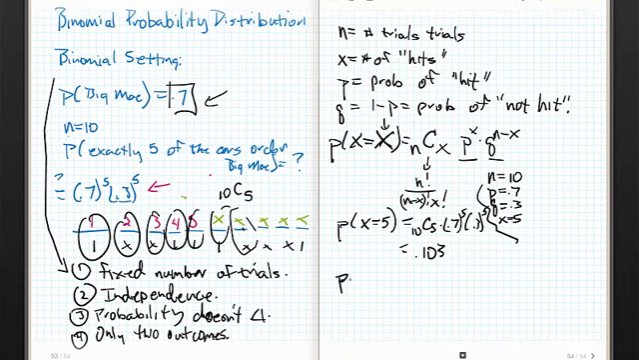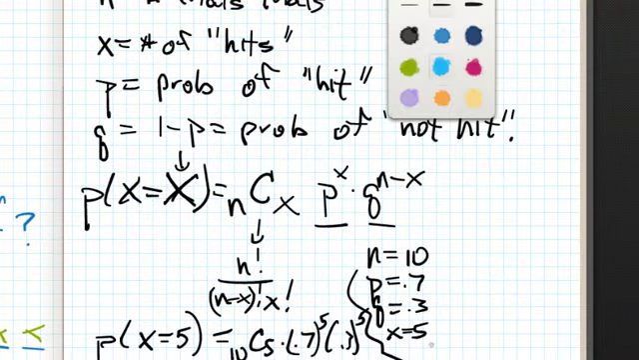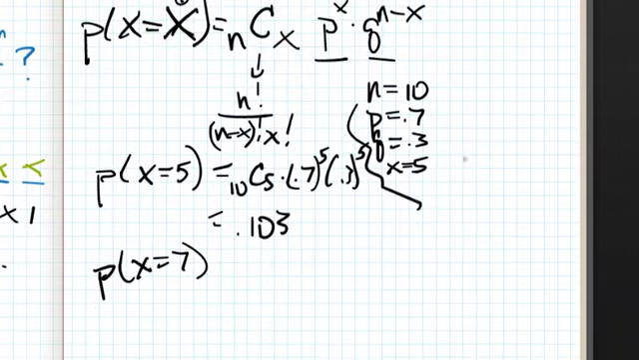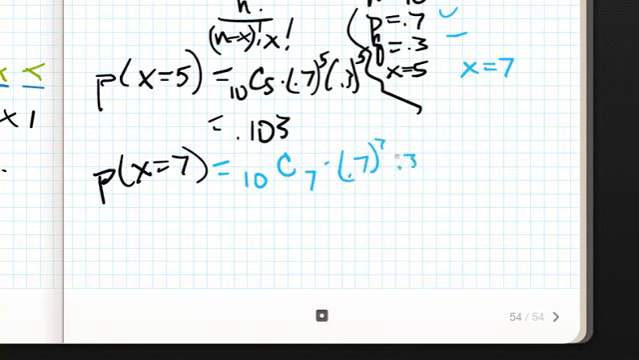Now, let's make sure I'm not lying. Let's do the probability that x equals 7. The only thing that's changed here is that instead of x equals 5, now we're talking about x equals 7. See, n is still 10. I got 10 cars. Okay, ready? So here we go. We're going to go 10 choose 7, times 0.7 to the 7th times 0.3 to the 3rd.